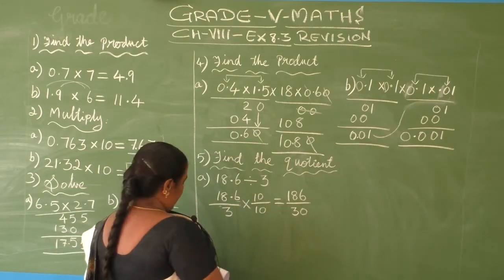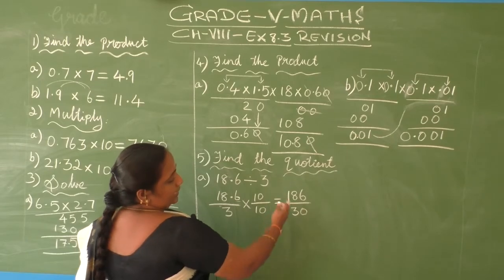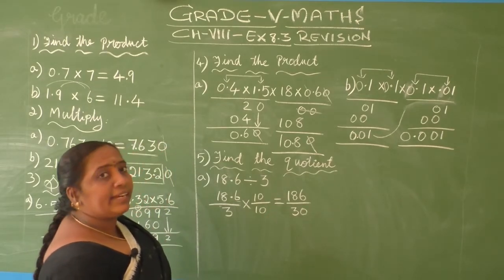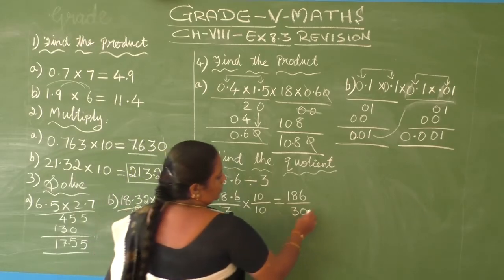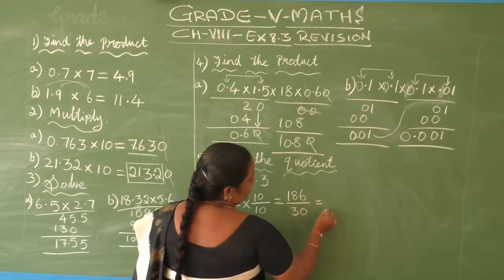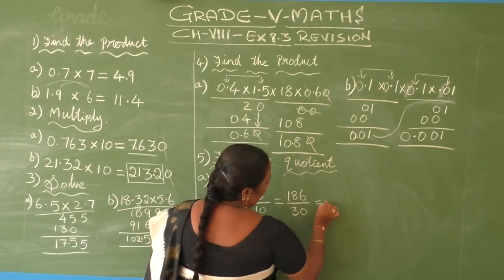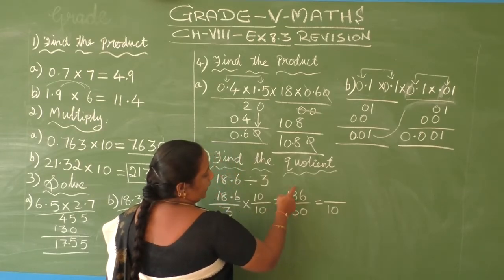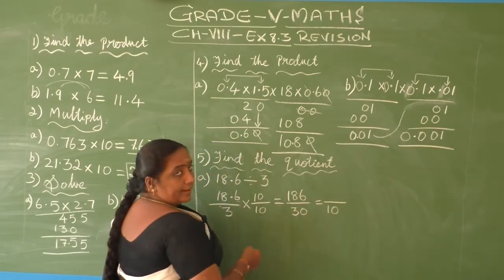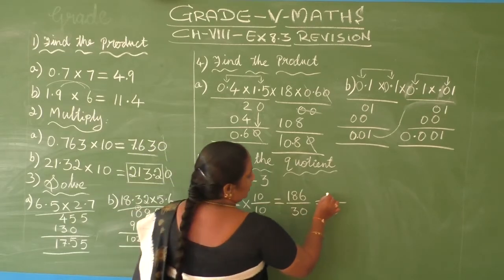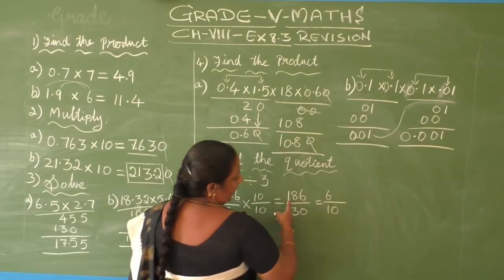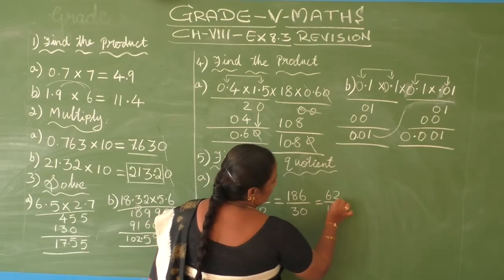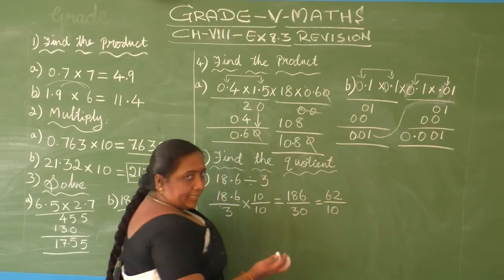Then afterwards I am going to cancel it by the common table. So I am going to take the 3 table. Here 3 means 10 times it will come; 10 3s are 30. Here 1 is smaller than 3, so I am going to take 18. How many 3s are there in 18? 6 times it will come; 6 3s are 18. In 6, 2 times it will come; 2 3s are 6. So 62 by 10.